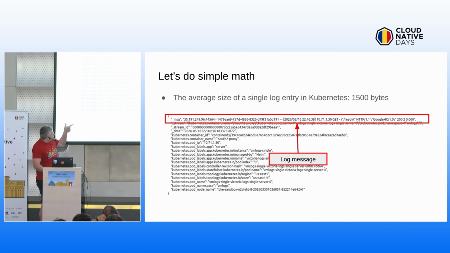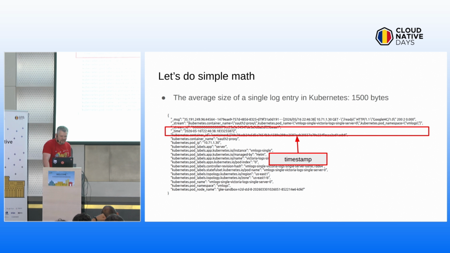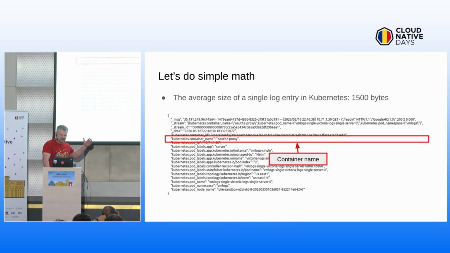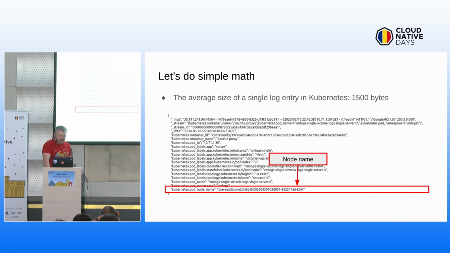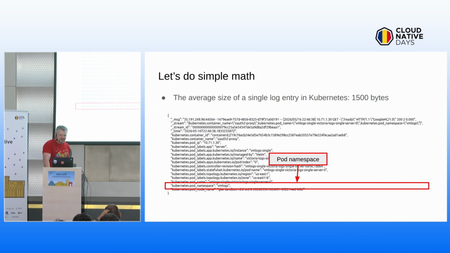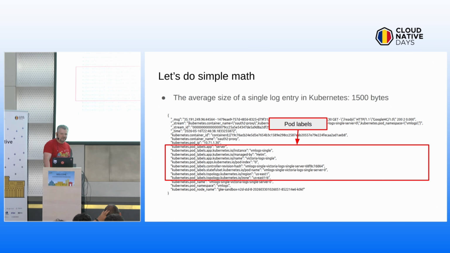It is not so large compared to the rest of the fields. The other important field is the timestamp, and there are other Kubernetes-specific fields such as container name, pod IP, node name, pod namespace, and pod labels, and probably other labels. But those are the most common fields per each log entry in Kubernetes. These fields are needed for grouping by these fields and filtering by these fields when you investigate these logs.